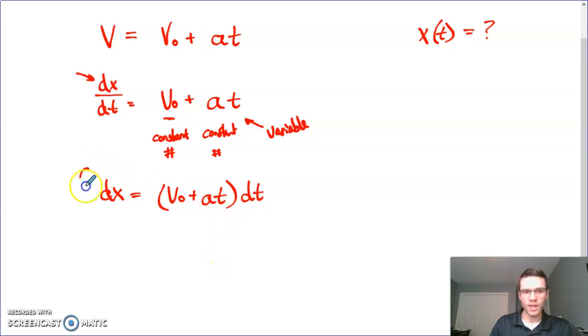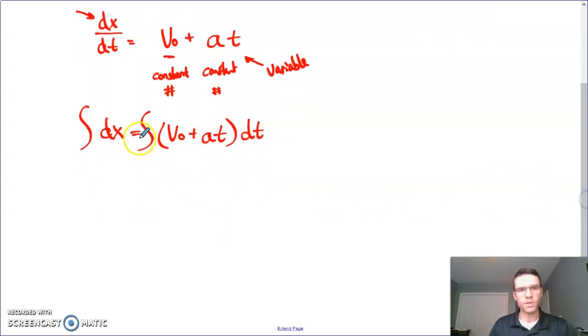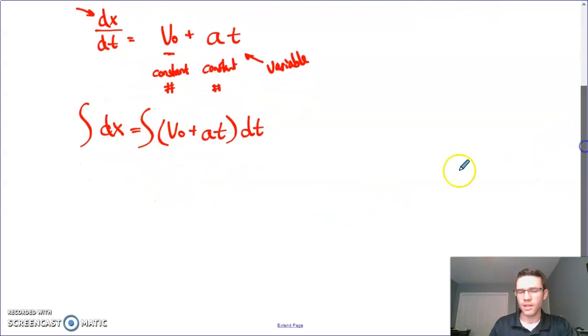At this point, you could integrate both sides. I will just do indefinite integrals. The sheet that you have to read for differential equations has definite integrals. You can do it either way. The integral of dx, these undo each other, gives the function x plus a constant. For the dt side, you could distribute into both terms and do two separate integrals, or you can just do it as one integral all at once.